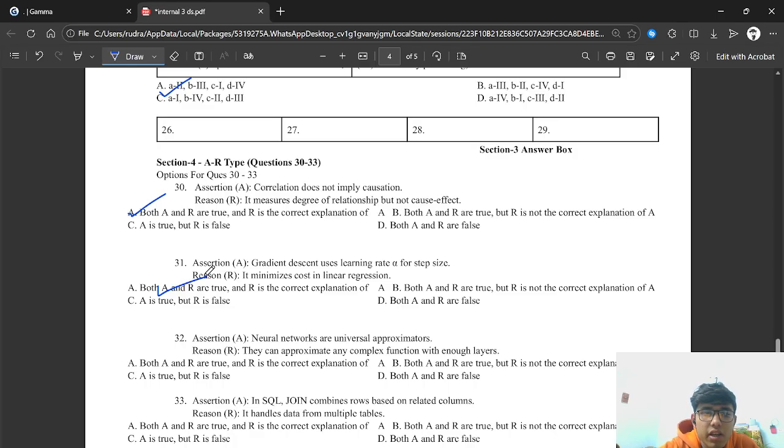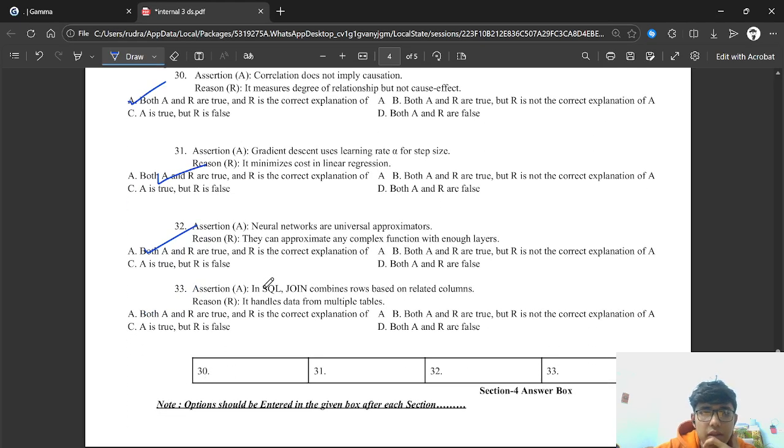The next question is, in fact, the A option is again true, because given that neural networks can approximate a wide variety of functions, sufficient layers enable this universality. So option number A is the best suited.